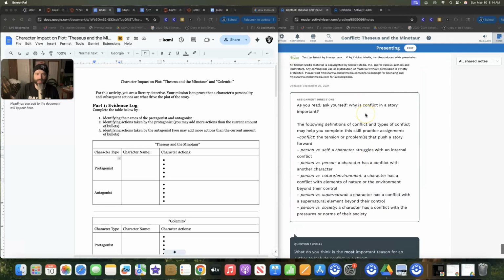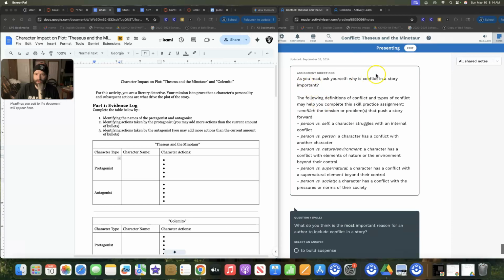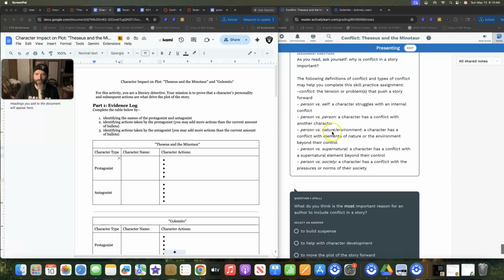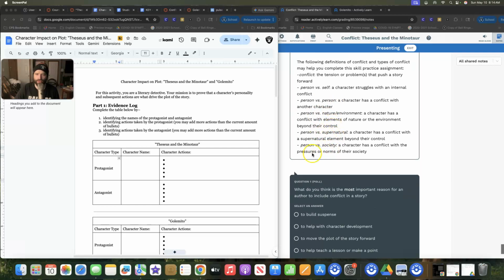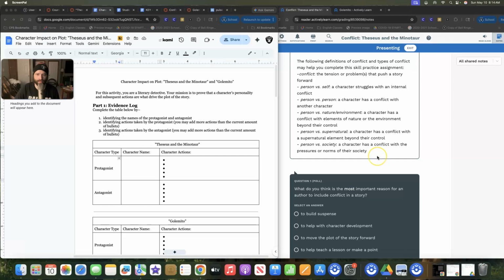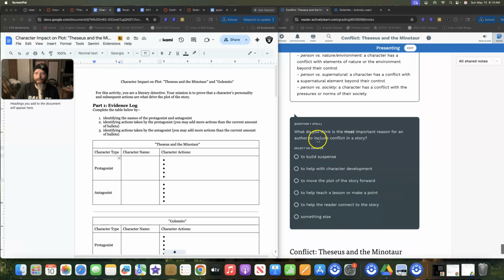So here's Theseus. Now, the main thing here is looking over conflict as kind of a review: person versus self, person versus person, person versus nature, person versus supernatural, person versus society, and just remembering what those types of conflict are. And then why do you think is the reason for an author to include conflict in a story? All of these are reasons why they include conflict in a story.